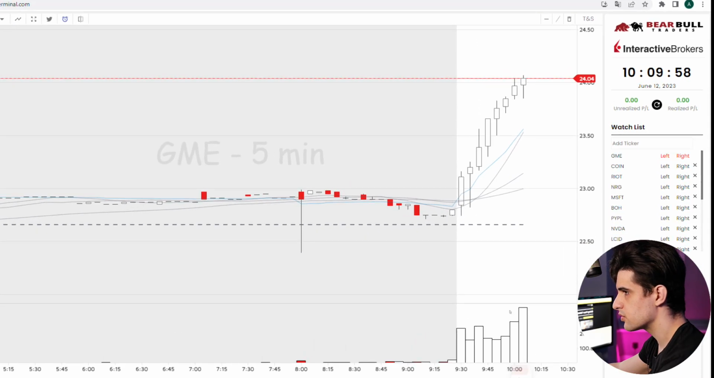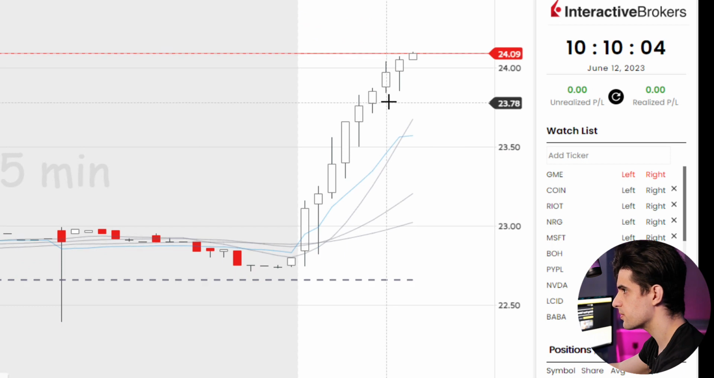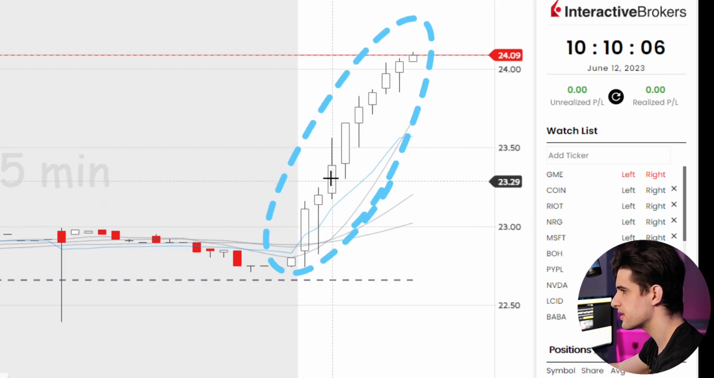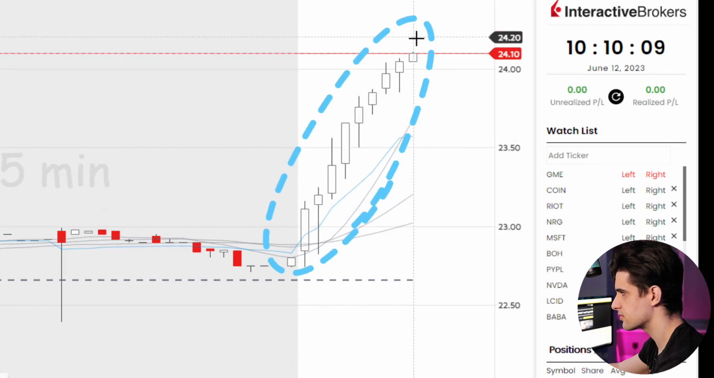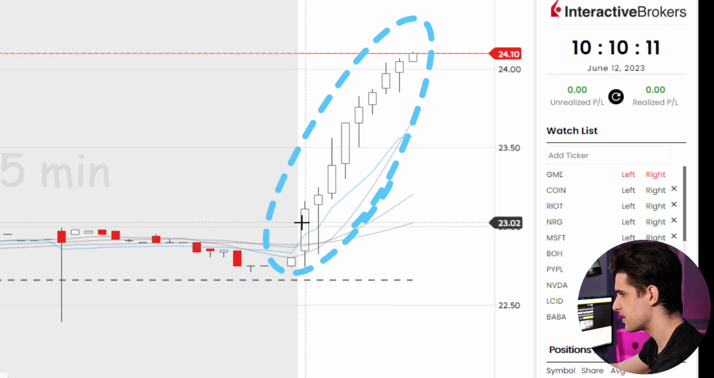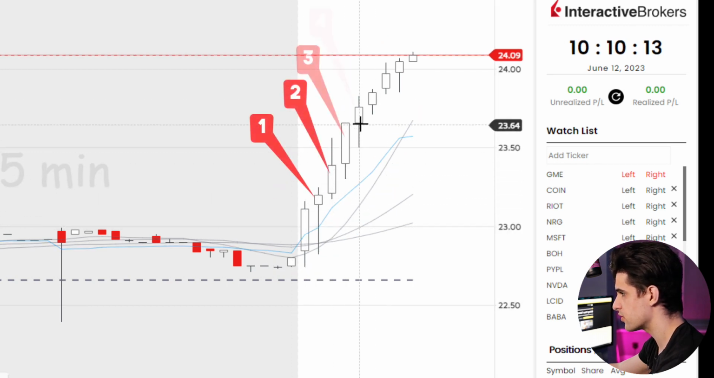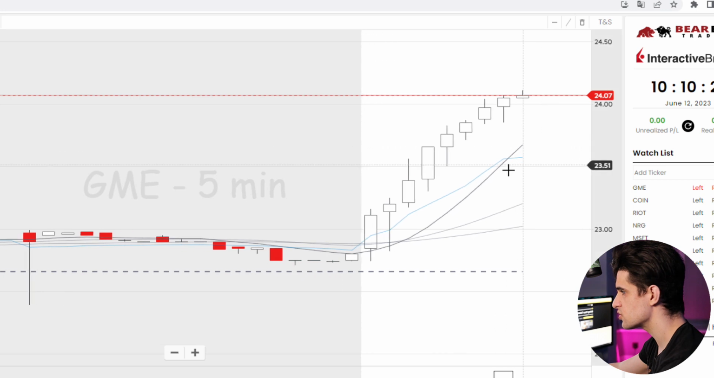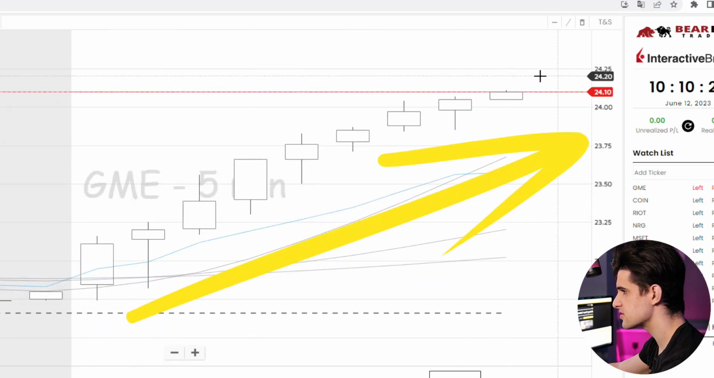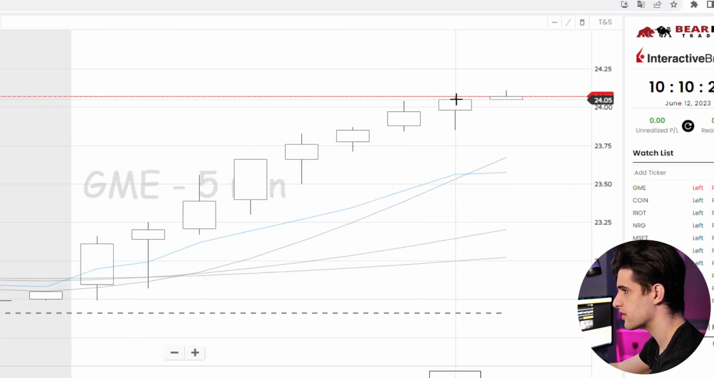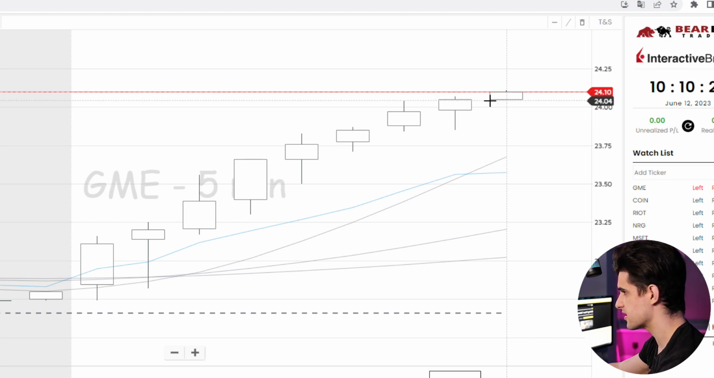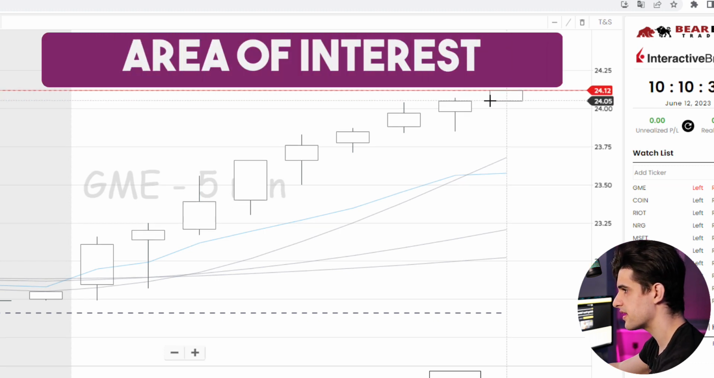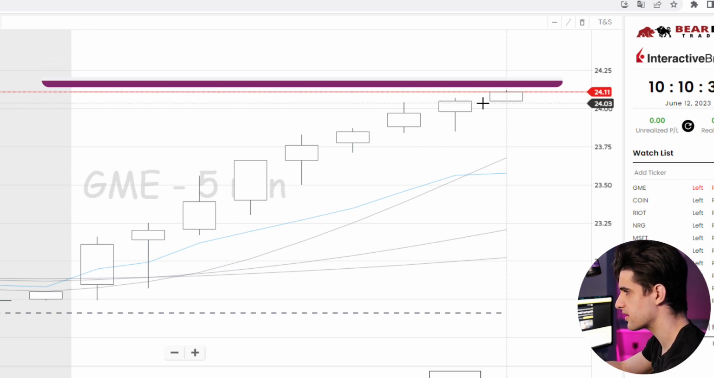So like I mentioned to you, the first thing you need to see when you're playing parabolic reversals is multiple consecutive 5-minute candles in a row. And around here you can see that GME made 1 candle, 2, 3, 4, 5, 6, 7, almost 8 candles in a row without any single pullback. This by itself shows me that this stock around here could pull back or reverse sooner or later. And the next thing I need to do is find an area or level of interest where the stock is about to pull back or reverse from.